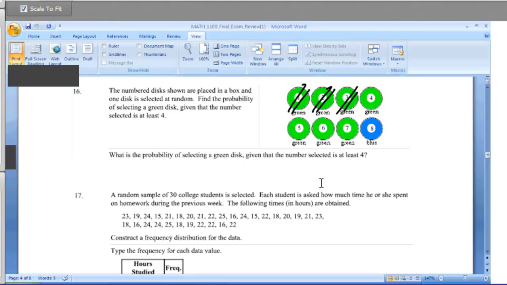So we've narrowed it down to 5 of these discs. And we want to find the probability of drawing a green one. So there are 4 green discs out of those 5. So your probability is going to be 4 out of 5, or 4/5.